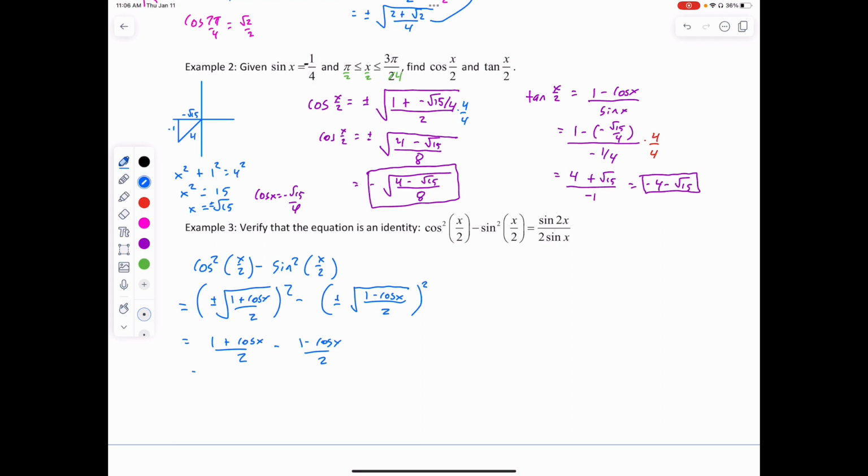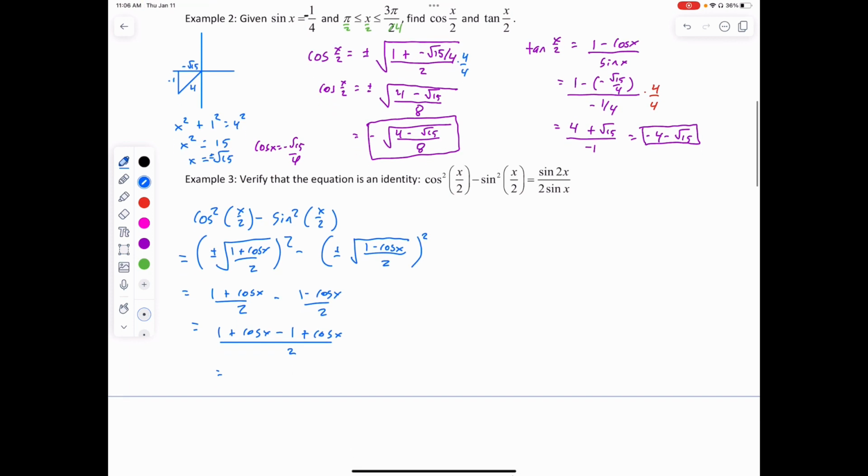which is equal to common denominator 1 plus cosine of x minus 1 plus cosine of x. Careful that this negative distributes to that negative, all over 2. And so I get the 1 and negative 1 cancel. I get 2 cosine of x over 2.